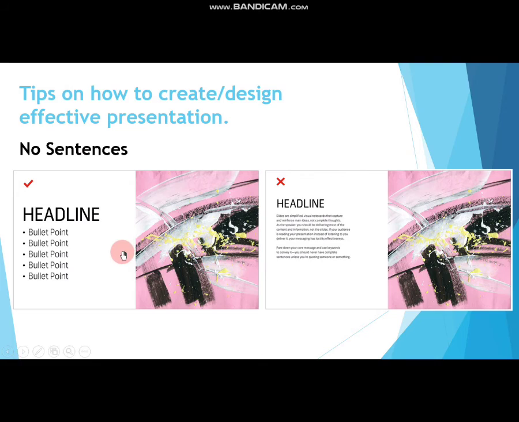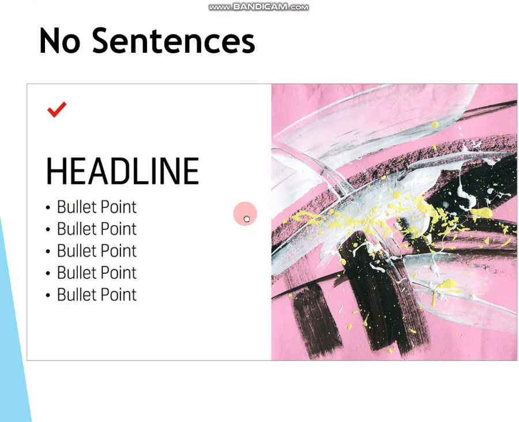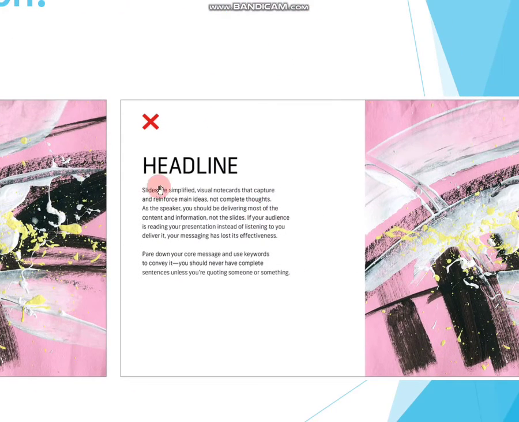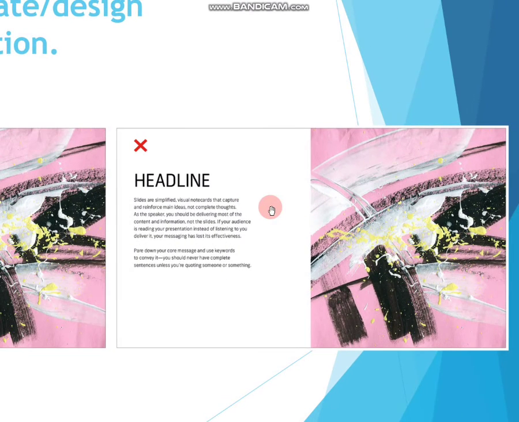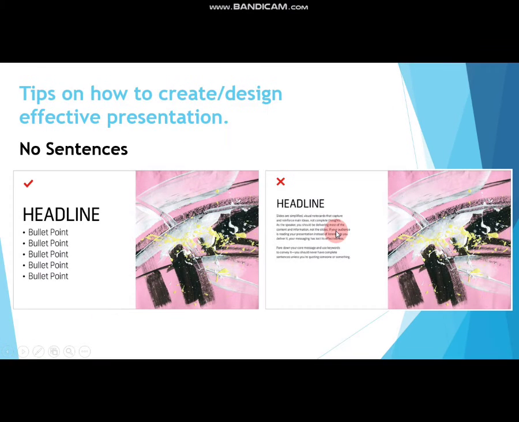So as you can see right here, he used only the headline, the bullet point, photo. Unlike this one, wherein he added all of the thoughts of his presentation, the title, the information, the photo. That is not good, and the effectiveness of the presentation is lost by the readers. So pare down your core messages and use keywords to convey it. You should try to avoid complete sentences unless you are quoting something.